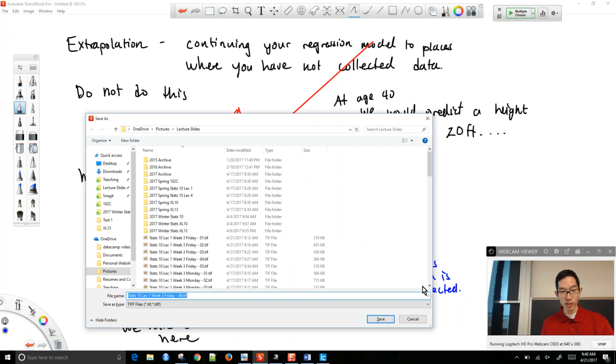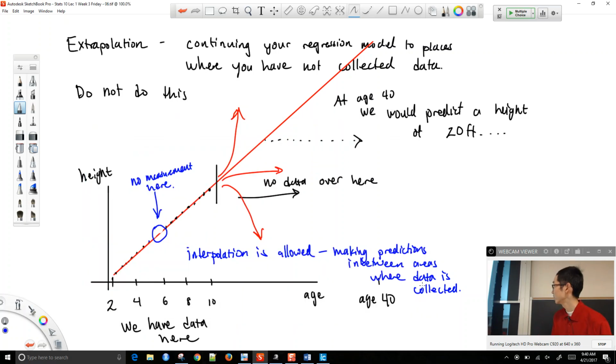Extrapolation, don't do that. Okay. Yeah, I think that's about it for linear regression.